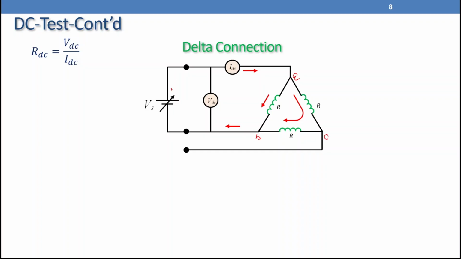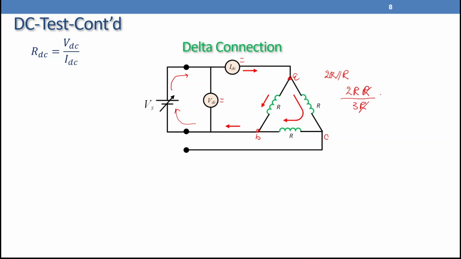Like the star connection, the current is going out from the source. We'll be measuring the voltage here, VDC, and the current IDC, going through this delta connection and returning back to the source. But at this point, the current will be distributed between R and this R. Because phase C is not connected to anything, the current here goes through this R and this R in series. So we have two resistances in series, 2R, in parallel with one resistance, which is R. So the equivalent resistance measured by this source is 2R in parallel with R, with a sum of 3R.